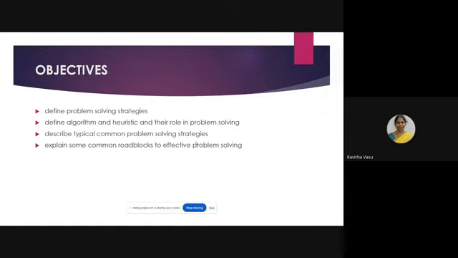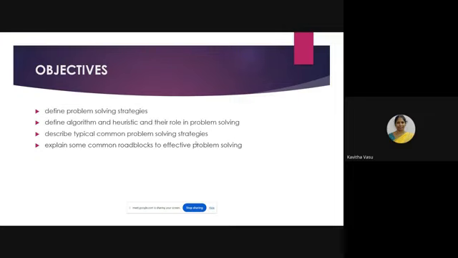Here, we will define the problem-solving strategies. That means understanding the different methods and approaches used to solve problems. The next is algorithm and heuristic. Learn the definitions of these terms and their roles in problem solving.